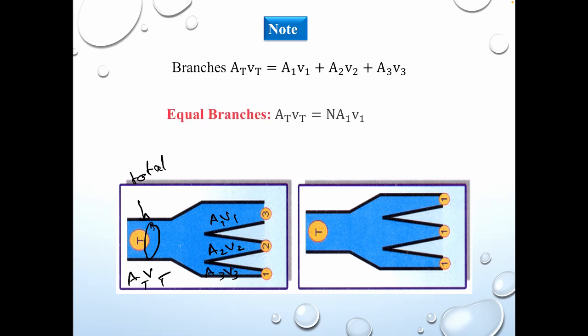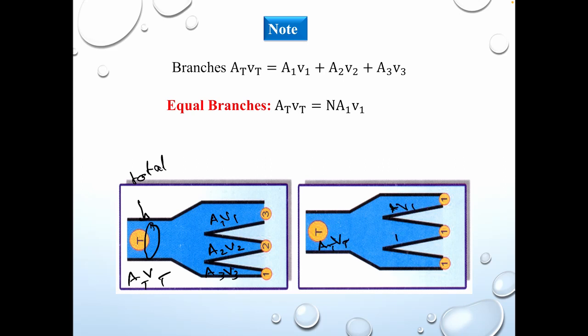When they are equal branches like this, look here, equal branches. This is the total area: A total V total equals A1 V1, also A1 V1, also A1 V1. And what about the rule? For equal branches, A total V total equals N times A1 V1, where N is the number of branches. Like here I have three branches.